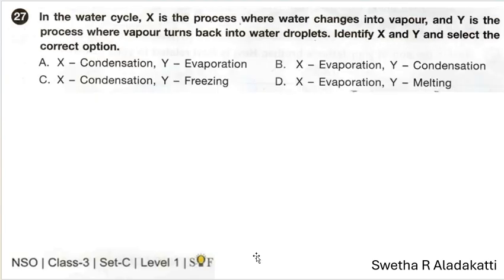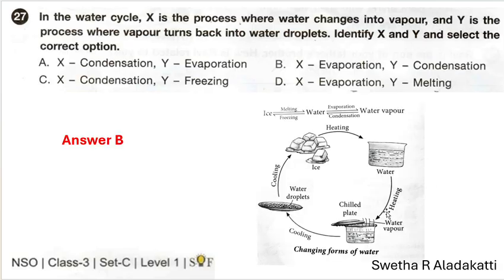27. In the water cycle, X is a process where water changes into vapor, and Y is a process where vapor turns back into water droplets. Identify X and Y and select the correct option. Let's see the answer. Here, when water is heated, boiled, water evaporates. So this is called evaporation. When water vapor cools on a chilled plate, when we keep a plate upside down, water droplets are formed. So this is called condensation.